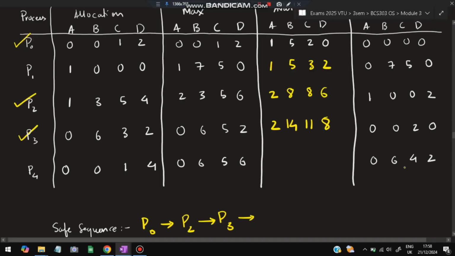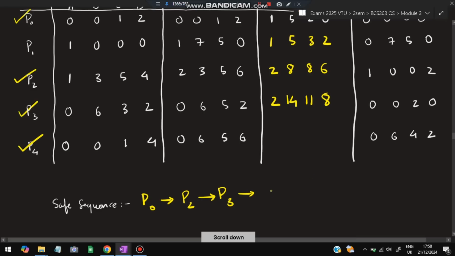Next, can I satisfy this with these resources? Yes, I can satisfy. So 14, here it is 6, 11, here it is 4, and 8, here it is 2. These are all less and I have more, so I can satisfy. So I'll give it to this and satisfy its requirement, and this will also be executed. P4 is also executed. After P4, it will release the resources. It has 1c here present, so this will become 12, and 4d it has, so this will also become 12, and this is 2 and 14 only.